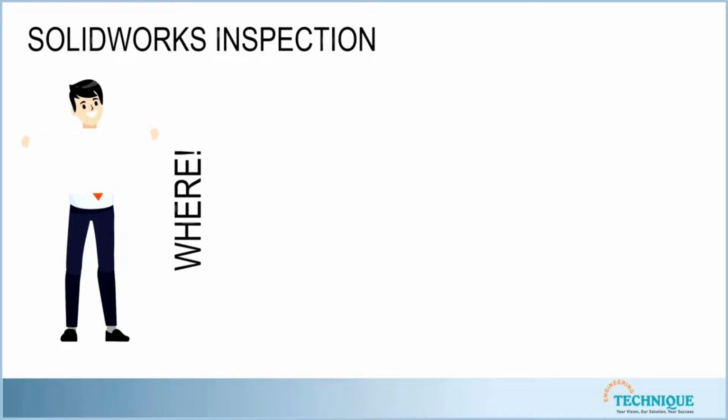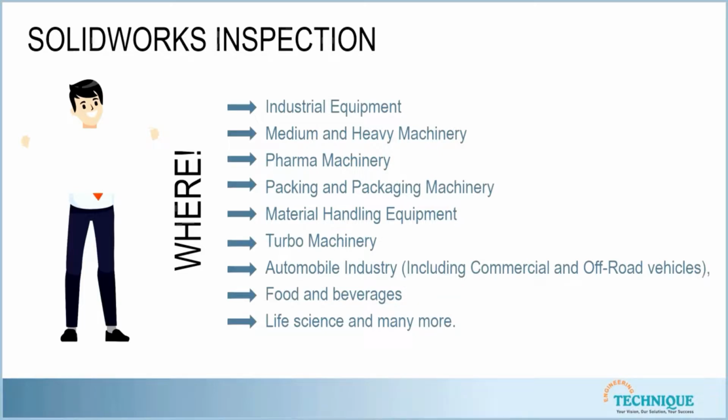Here I have mentioned a few of the industry verticals where it could be very useful. It could be useful for industrial equipment, medium and heavy machineries, and pharma machineries. It is also very useful for packing and packaging machineries, material handling equipment, turbo machineries, and automobile industries, including commercial and off-road vehicles. It could also be very useful for food and beverages, life science, and many more. Basically, this software is very useful for those industries where quality production is required.